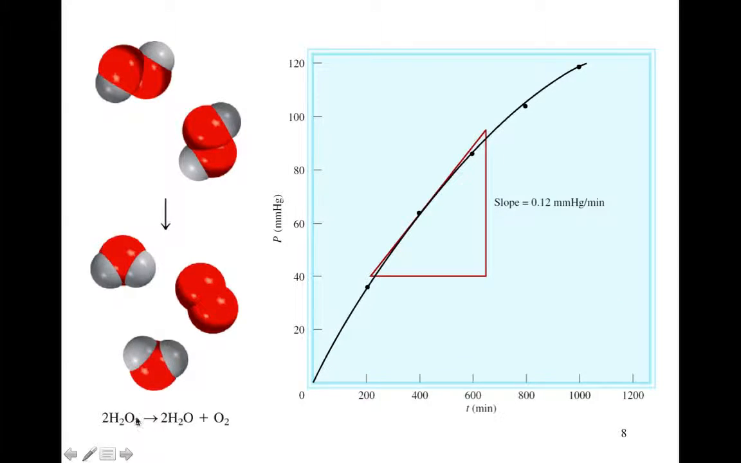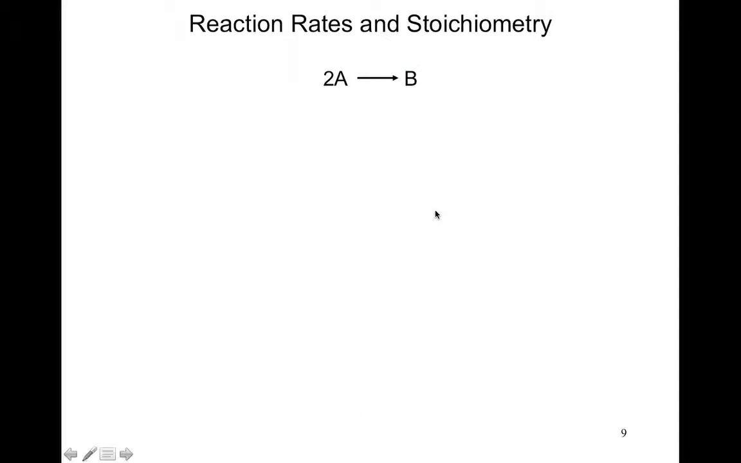Here we've got a different diagram of the same reaction. H2O2 up here, hydrogen peroxide, decomposing to water and oxygen gas. Here's the slope of the line. Kind of having to take an average again because as you can see it's a little bit of an arc. But if we take that best fit line, which is this red triangle, we get 0.12 millimeters of mercury a minute. So we can use that. So let's look at stoichiometry.